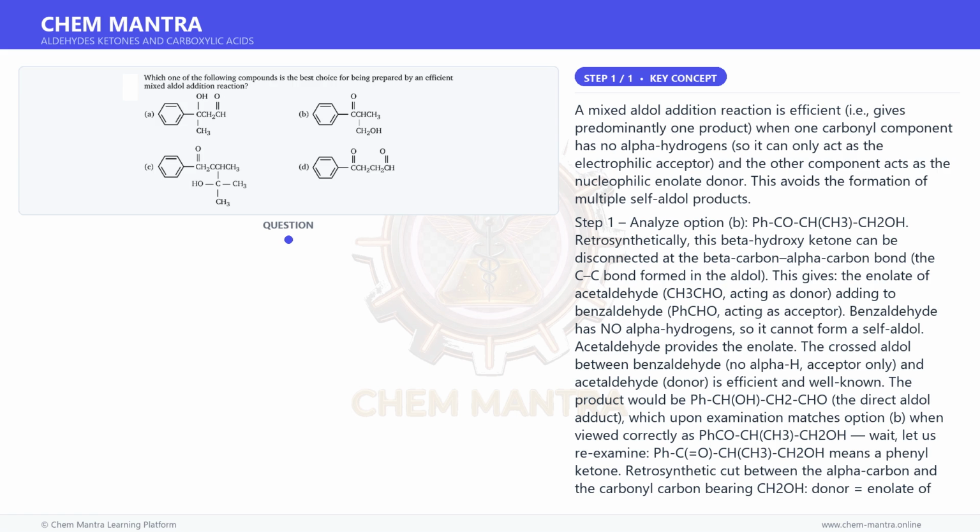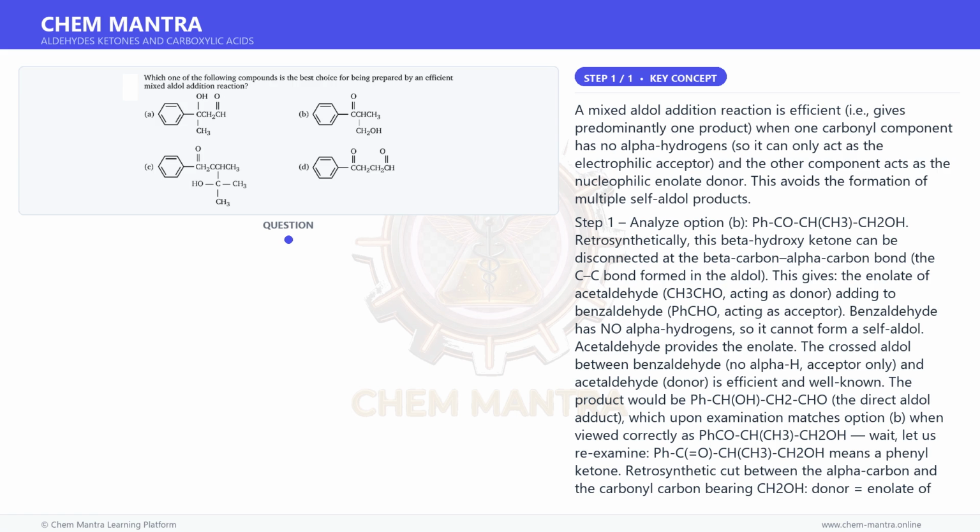Step 1. Analyze option B, PhCOCH(CH3)CH2OH. Retrosynthetically, this beta-hydroxy ketone can be disconnected at the beta-carbon-alpha carbon bond, the C-C bond formed in the aldol. This gives the enolate of acetaldehyde, CH3CHO, acting as donor, adding to benzaldehyde, PhCHO, acting as acceptor.